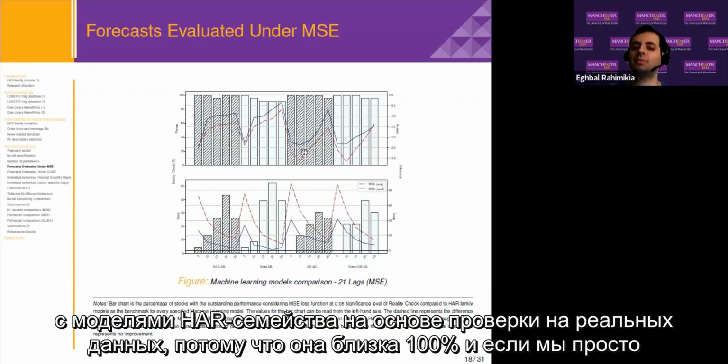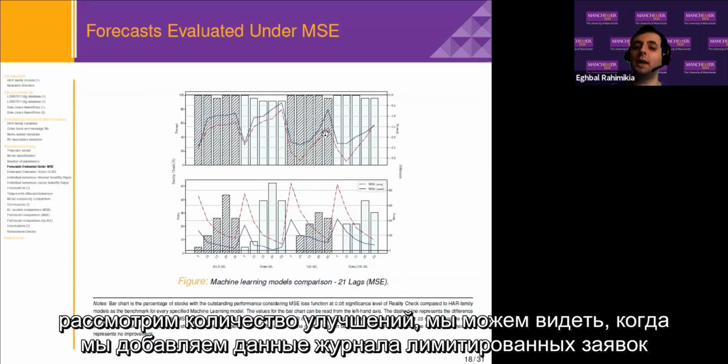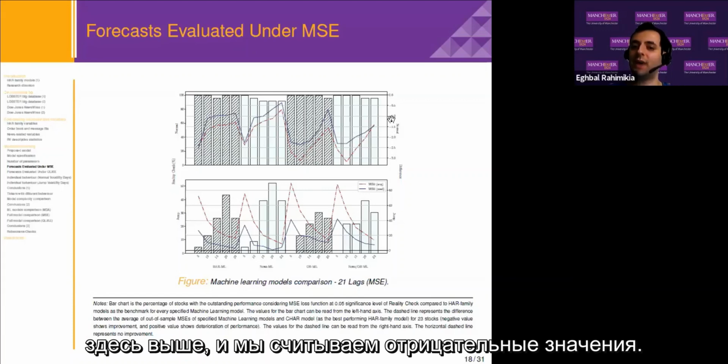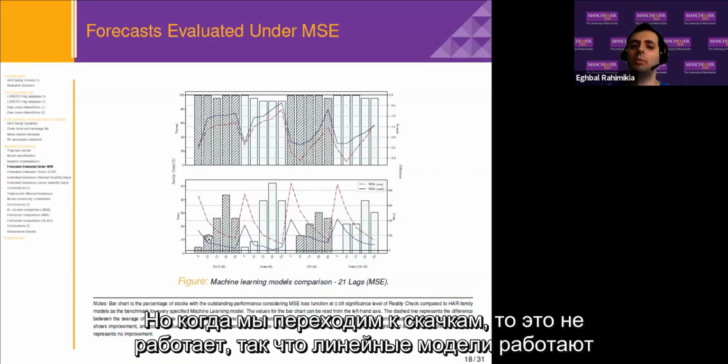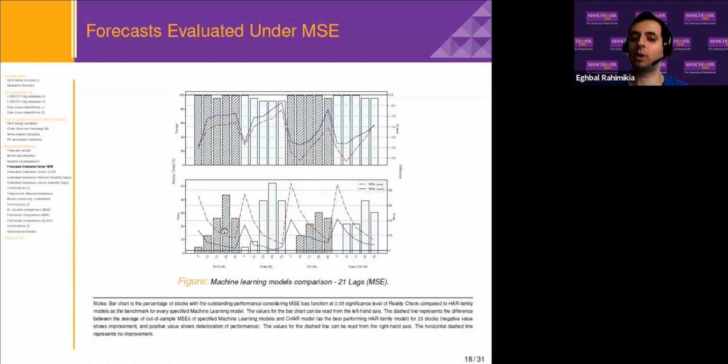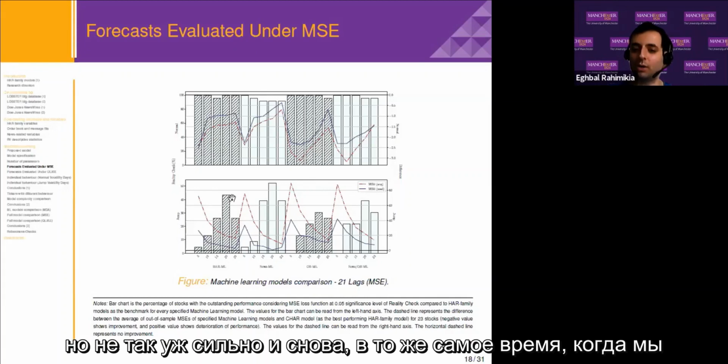If we consider the amount of improvement, we can see that when we add limit order book data, the value is lower. If it's negative, it means the improvement is higher, and we are reading the negative value from here. But when we move to jumps, it's not working well. So those linear models are better for forecasting jumps. When we increase the number of neurons, the number of units in our long short-term memory, we have improvement in performance, but still it's not that much.